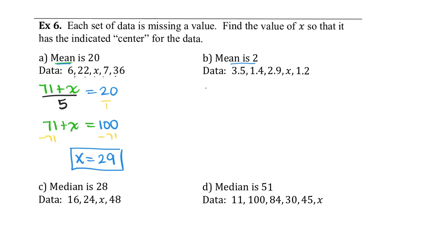So you could write 9 plus X, or X plus 9 if you want. I'm going to divide it by the number of data values: 1, 2, 3, 4, 5. Oh, it's 5 again. That's a coincidence. It's not always 5. It equals what the mean is, which is 2. If I cross multiply, I get X plus 9 equals 2 times 5, which is 10. Then if I minus the 9 over, I get X is 1.